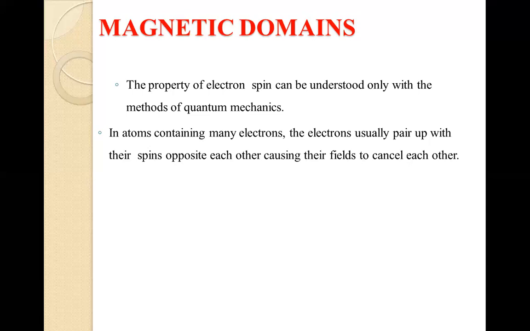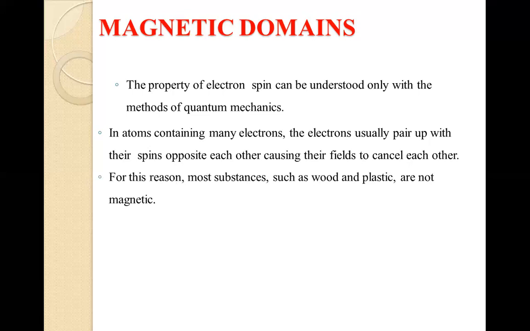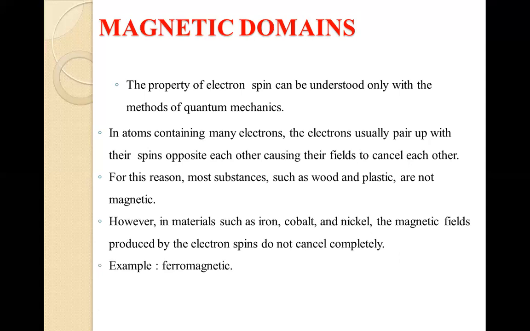For this reason, some materials are not magnetic materials. But also for this reason, in some other materials, such as iron or cobalt or nickel, the magnetic fields produced by the electron spins add together, not canceling each other completely. They don't pair up or cancel each other. That's why we call them ferromagnetic materials.